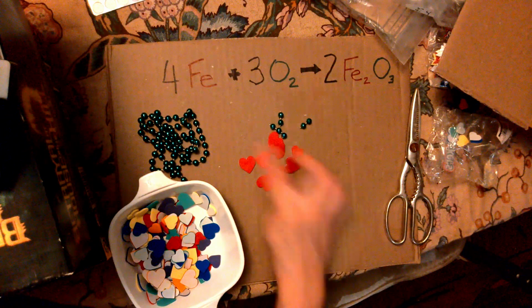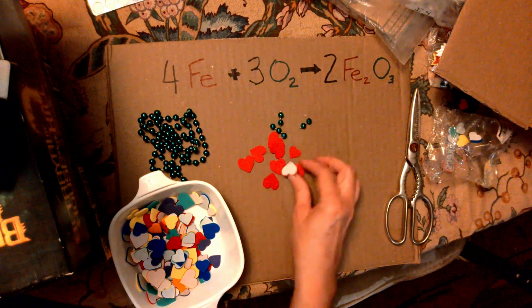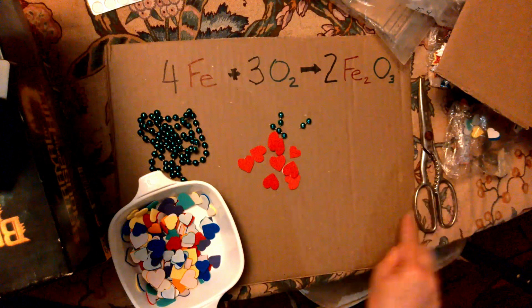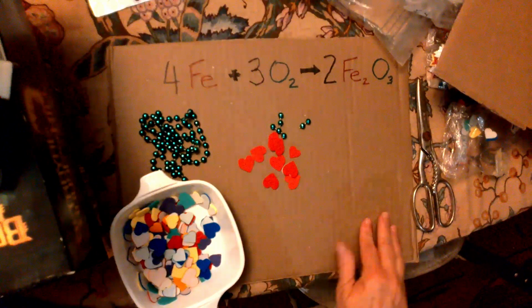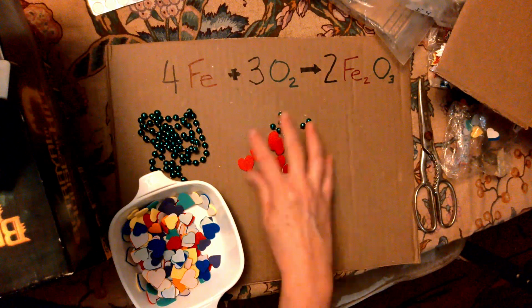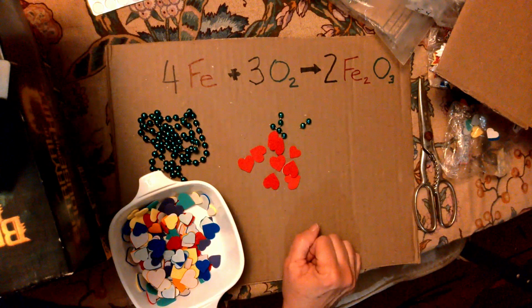Just like we used dominoes in class to show different atoms, I'm going to be using these for the iron and these for the oxygen. Then I'm going to make a key down in the corner so that anyone looking at this knows exactly which of these stands for iron and exactly which of these stands for oxygen. So I'll show you in a minute what I ended up with.